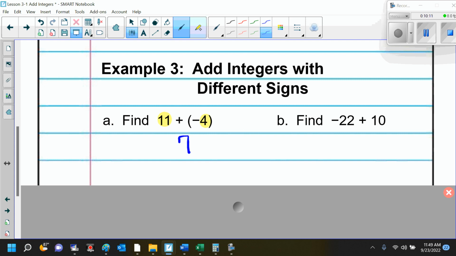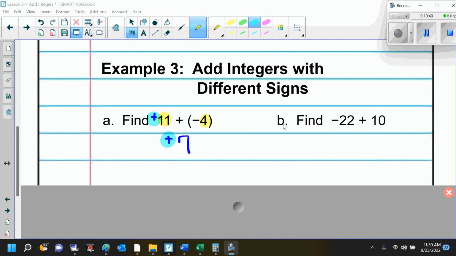Now, which one is bigger? The 11 or the 4? So 11 is bigger, and what kind of sign is that 11? That is a positive. So this is going to be a positive 7. Is everybody clear? Now, I want to let you know, do you need to write that plus in front? No, you don't need to write that plus in front. I only wrote it there just to emphasize that it is a positive.